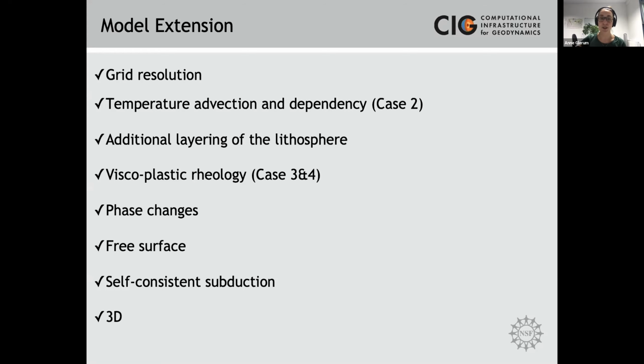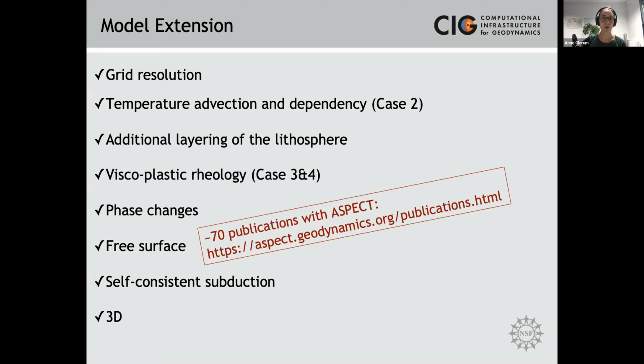And I just wanted to mention that if you want to get inspired, you can always have a look at the list of publications, and also make sure to add yourself once you have a publication with ASPECT to the list.